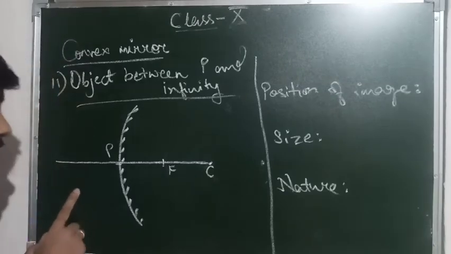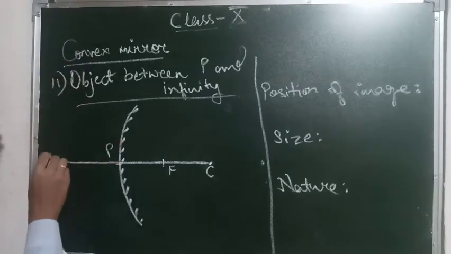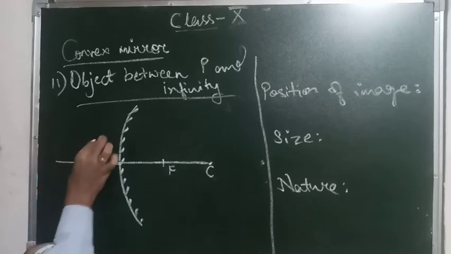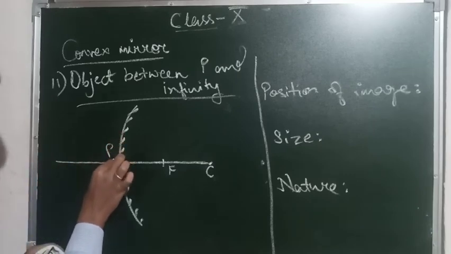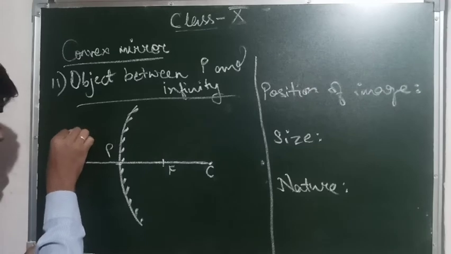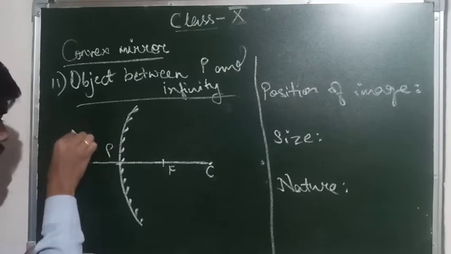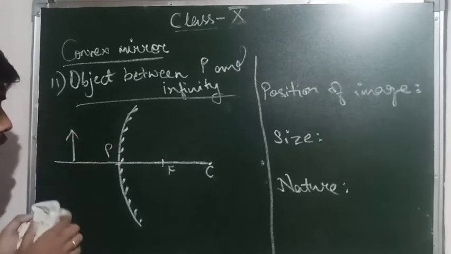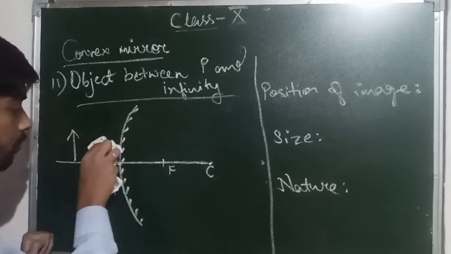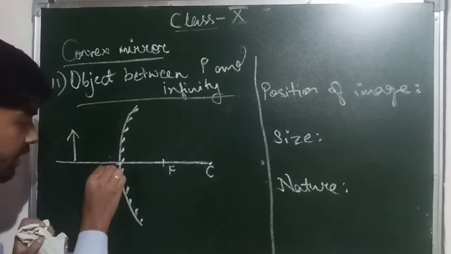Now the object is between pole and infinity. So the object could be placed here, can be placed here, can be placed here, or even can be placed at this point. So I am just taking the object here so that it's easy for me to draw the ray diagram. Writing the pole this side.